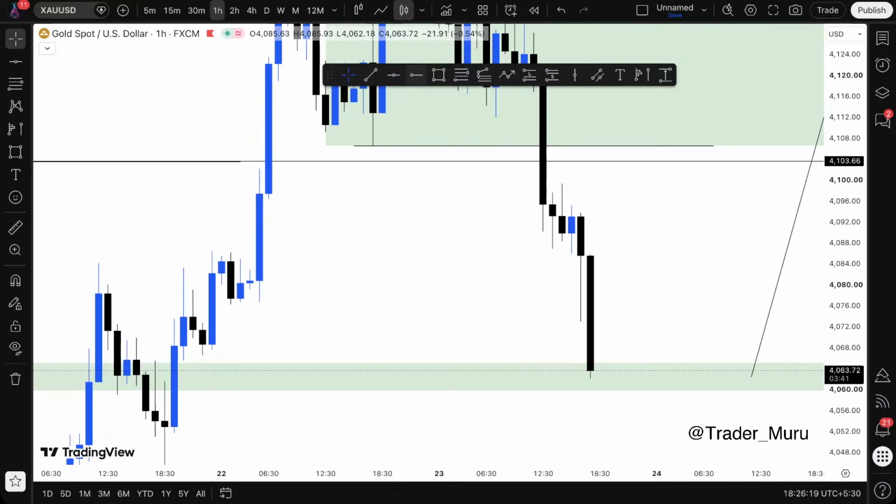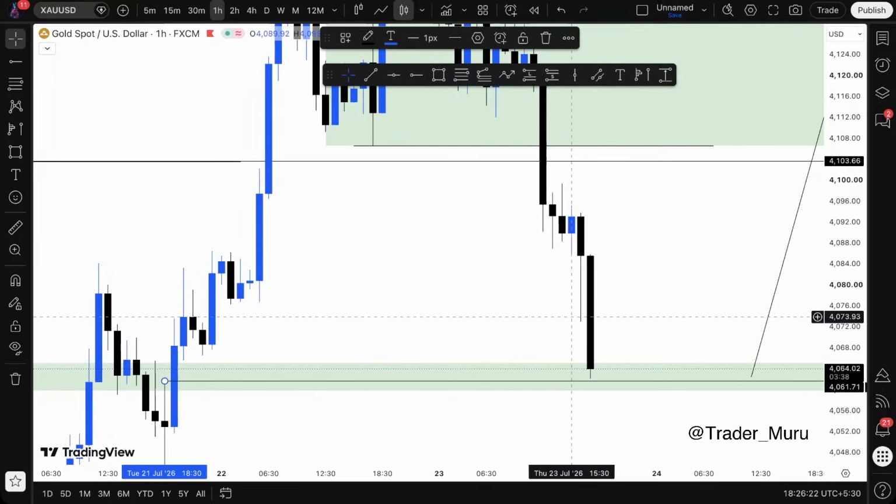Did it test this area or not? Still pending. 61.